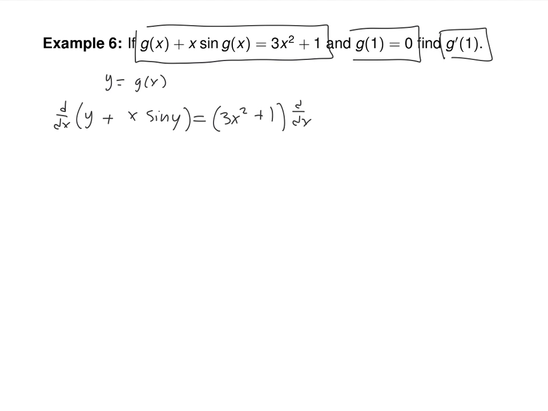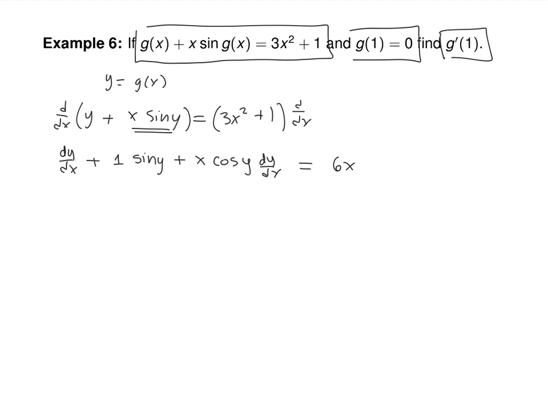It's going to be dy dx plus, what rule must be used on the x sine y? Product. So you've got 1 times sine y plus x cosine y times y prime. And you have to add a dy dx on that term because the variable inside the cosine was a y. Does that make sense? Okay. And then it's going to equal 6x.